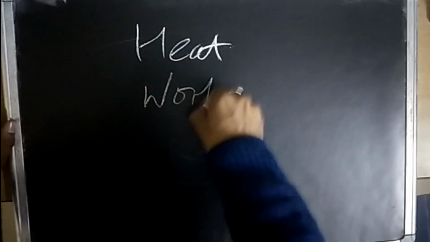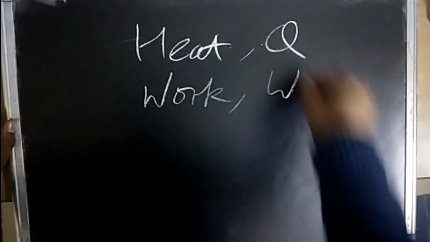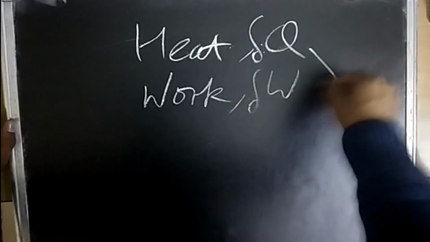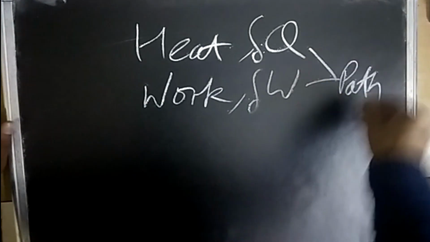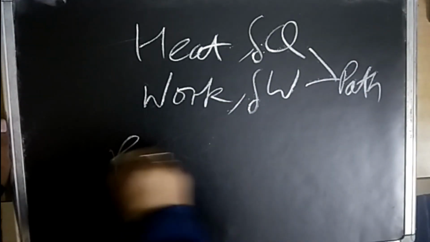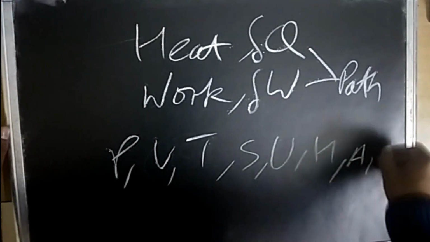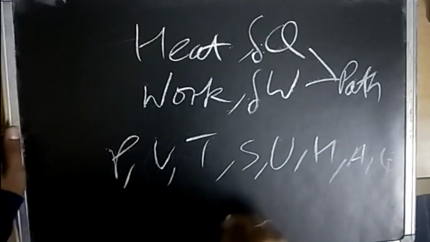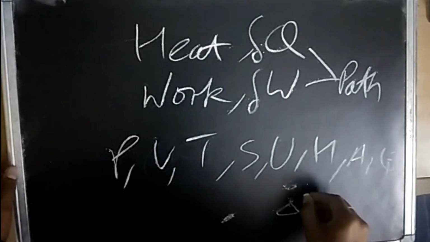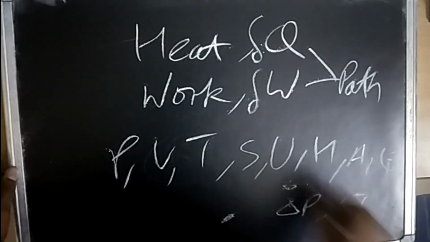So let's just start. First main thing is heat and work. Heat and work, denoted by Q and W, are path dependent. These are path functions, whereas every other quantity like P, V, T, S, U, H, A, G are all point functions, meaning they depend only on the state. So delta P or delta T or delta U, delta S are point functions, and Q and W are path functions.